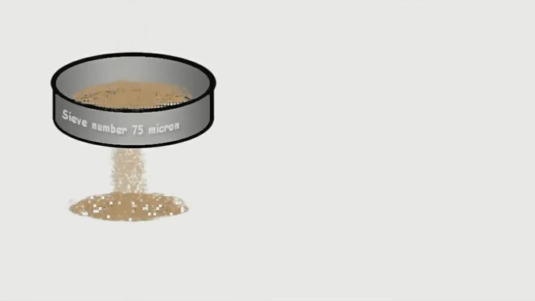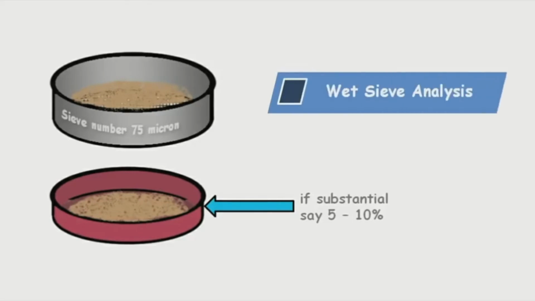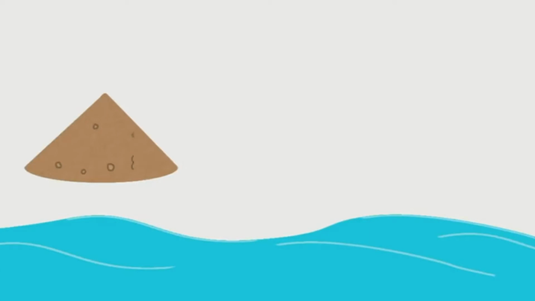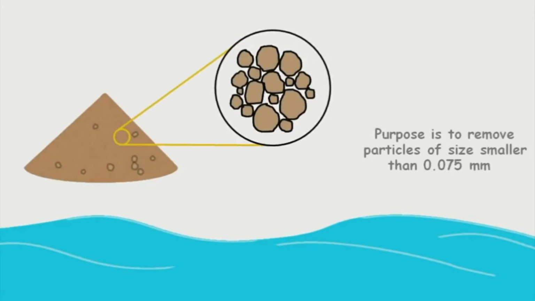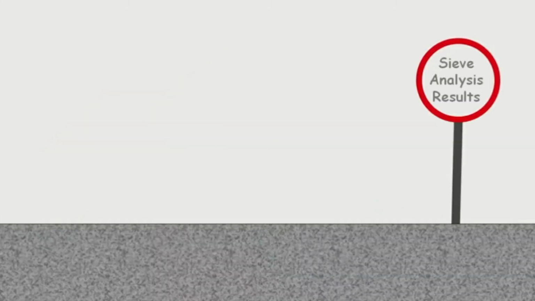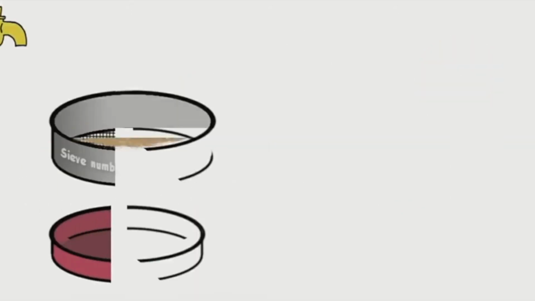The finest sieve used in the analysis is 75 micron. Now if the portion passing through the 75 micron sieve which we collected in the pan is substantial, say 5 to 10%, then wet sieve analysis is carried out. The purpose of wet sieve analysis is to remove all the particles which are finer than 75 micron from the sample so that we arrive at the correct sieve analysis results.